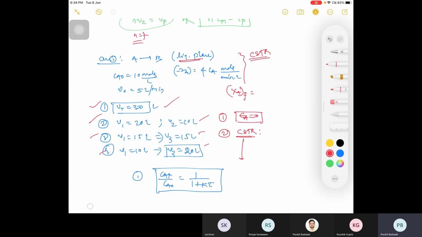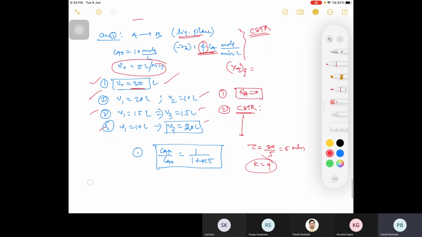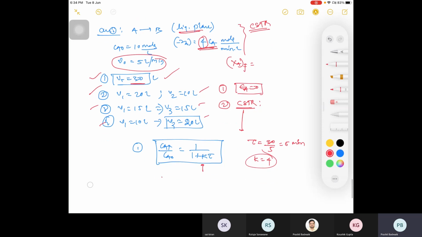So what is your tau here, Sai Kiran, for the first case? Volume is 30 liter, volumetric flow rate is 5 liter per minute, so tau is 30 divided by 5, it is 6 minutes. What is your k value here? k is 4, right? From this equation you can observe it is a first order reaction, k is 4. Now please substitute k and tau and calculate conversion.